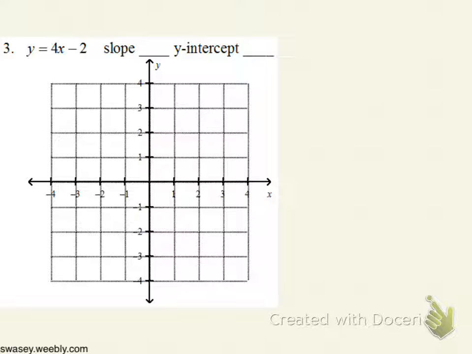Number 3, our slope is 4. Since we're graphing, we want to think of that as a fraction because we need both the rise and the run. And now our y-intercept's -2. So plot a point at -2 on the y-axis, go up 4, to the right 1.